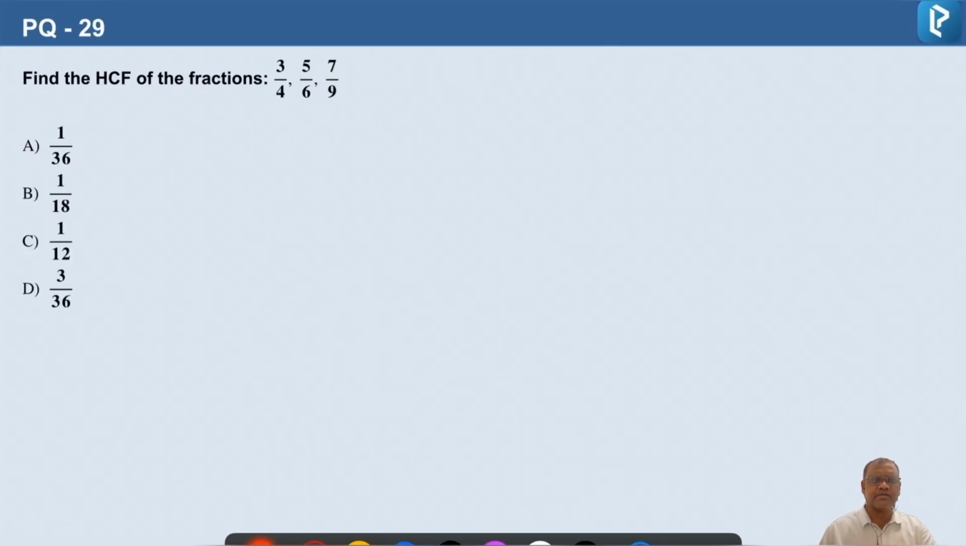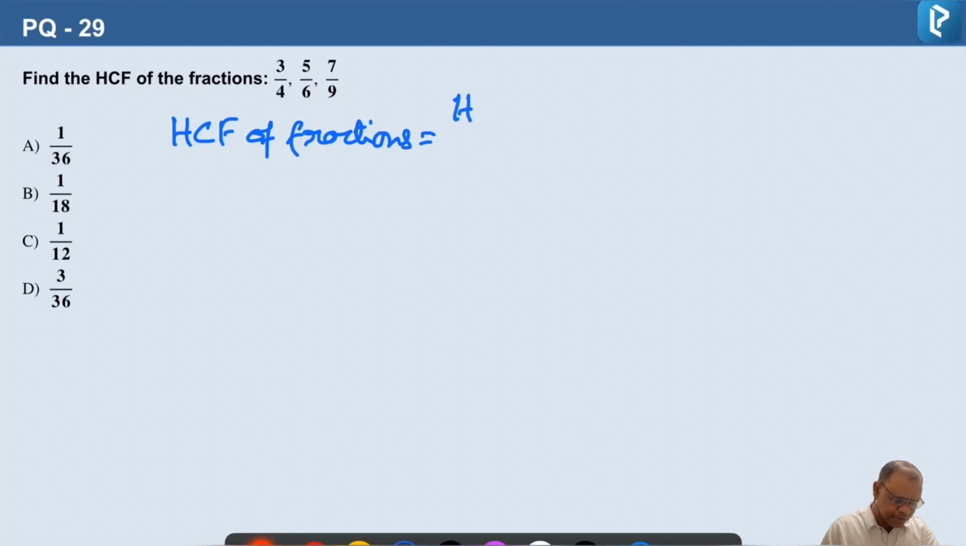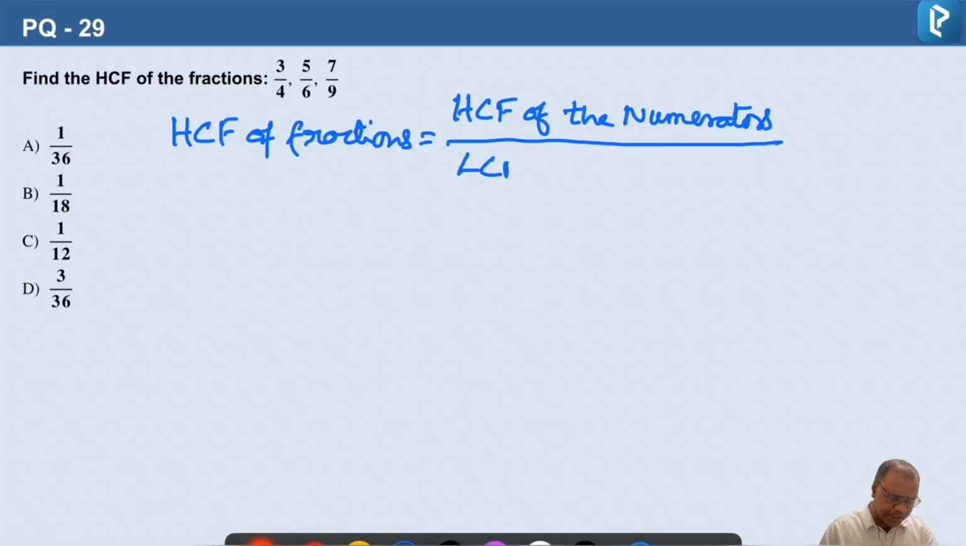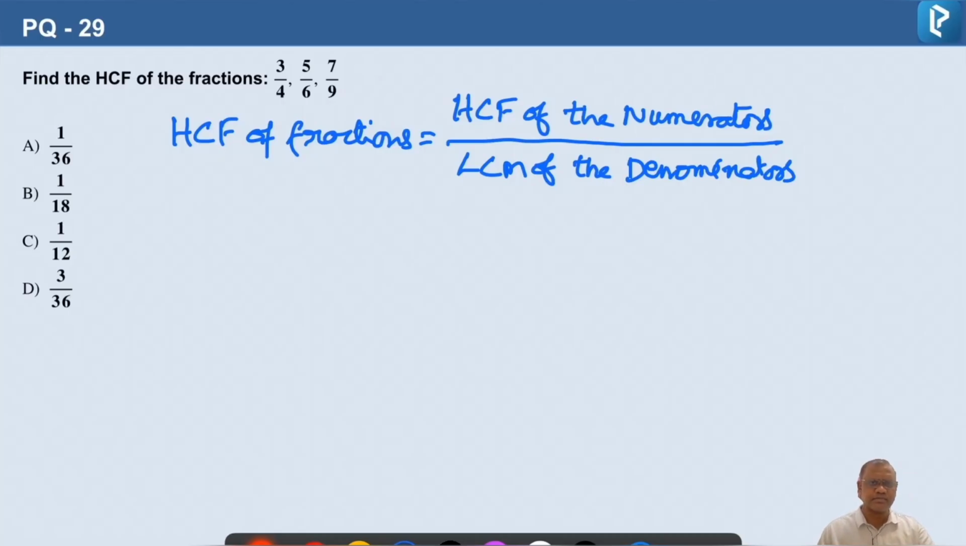Question number 29. Find the HCF of the fractions. So same as LCM, for the HCF of the fractions also we have a formula. HCF of fractions is equal to HCF of the numerators divided by LCM of the denominators. So this is the formula to find out the HCF of the fractions.